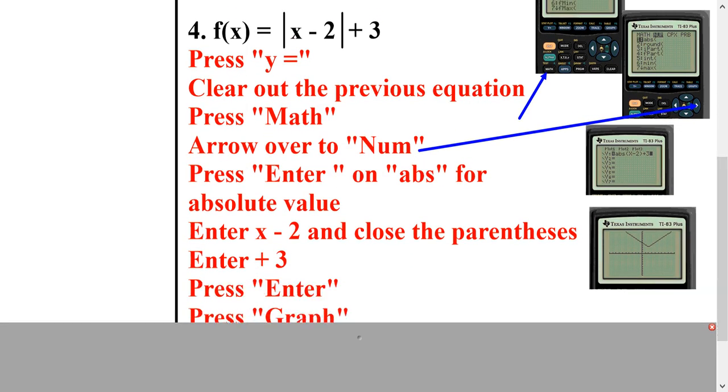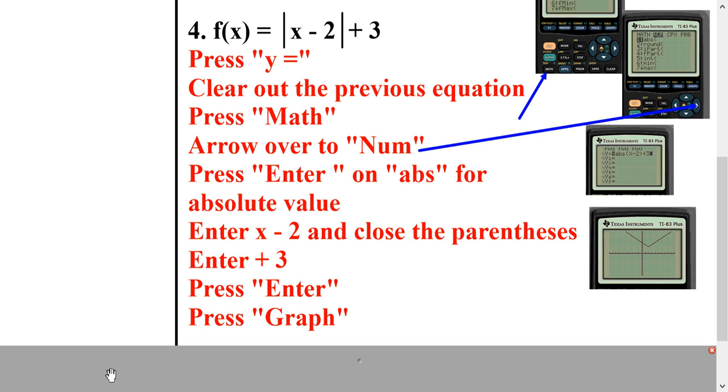So we have f of x equals the absolute value of x minus 2 plus 3. So for absolute value, after you go into the y equals screen and clear out the previous equation, to get to your absolute value symbols, you're going to press the math button, which is right here underneath that alpha button on your calculator. And then you have to arrow over, because the screen will pop up like this. You have to arrow over to the number screen. And then the very first option is ABS, which is the absolute value.